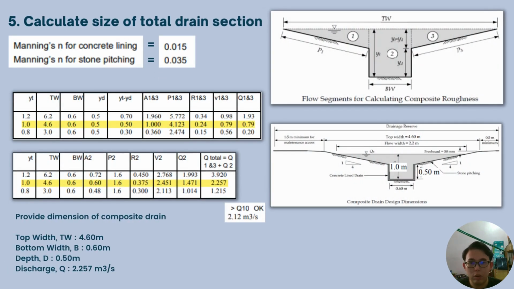Well, the last step is to calculate the size of the total drain section. We assume Manning's n for concrete lining is 0.015 and Manning's n for stone pitching is 0.035. And same, we use the trial and error method and the formula, so we can find the final total Q is 2.257 meter cube per second, which is larger than 2.12 meter cube per second. So finally, we provide the dimensions of the composite drain. Top width is 4.6 meter, bottom width is 0.6 meter, depth is 0.5 meter, and the discharge Q is 2.257 meter cube per second. That's all for me.